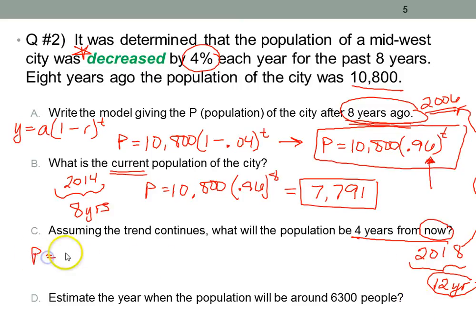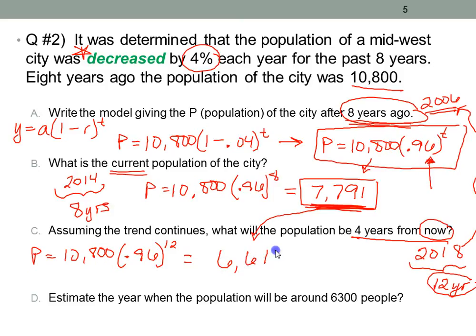So population, 10,800 times 0.96. Time that has passed is 12 years. We plug that in. 12 years has gone by. So again, reference what you already know. After 8 years, we went from 10,800 to 7,791. So now we're at 12 years. When I figure this out, we should be even lower. We keep decreasing. So plug that in your calculator. You should get 6,617.